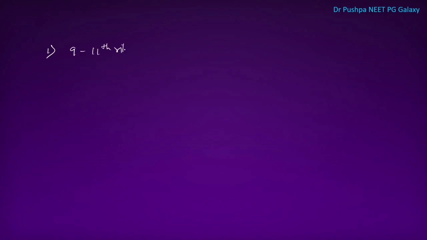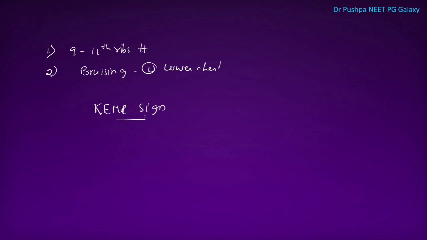If there is fracture of 9th to 11th ribs on the left side, and if there is bruising over the left lower chest wall, there is something called as Kehr sign. Kehr sign. So it is seen in splenic rupture.